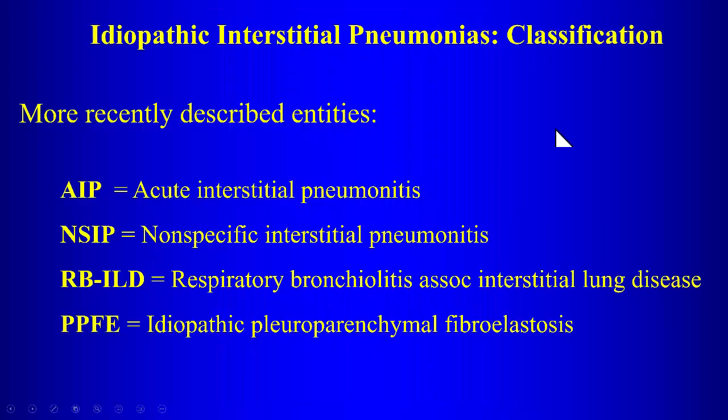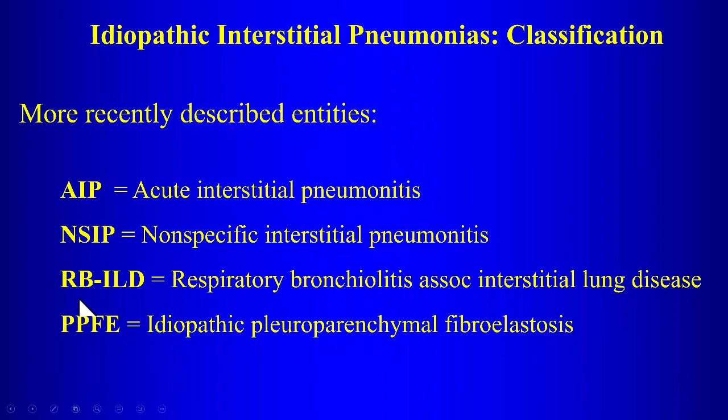Now, since then, there have been other interstitial diseases described, and again, we get into the alphabet soup, and we have to be familiar with what these terms mean. AIP for acute interstitial pneumonia, NSIP for nonspecific interstitial pneumonitis or pneumonia, RBILD, respiratory bronchiolitis-associated interstitial lung disease, PPFE, which is the most recently described, idiopathic pleuroparenchymal fibroelastosis.